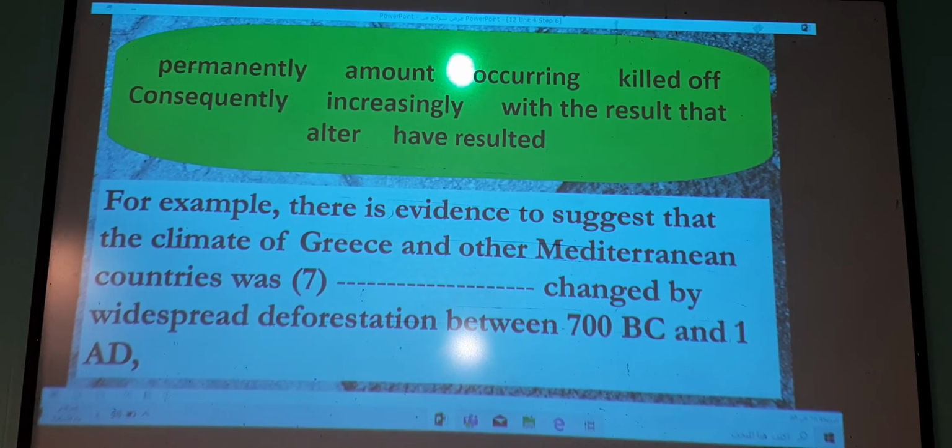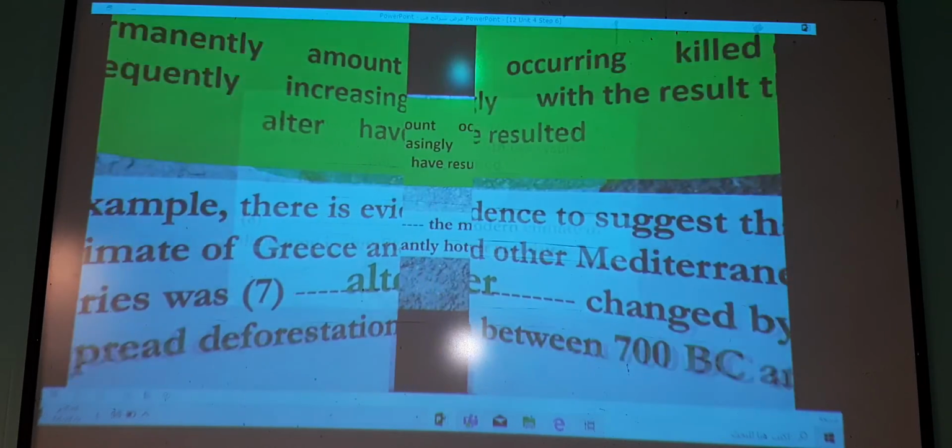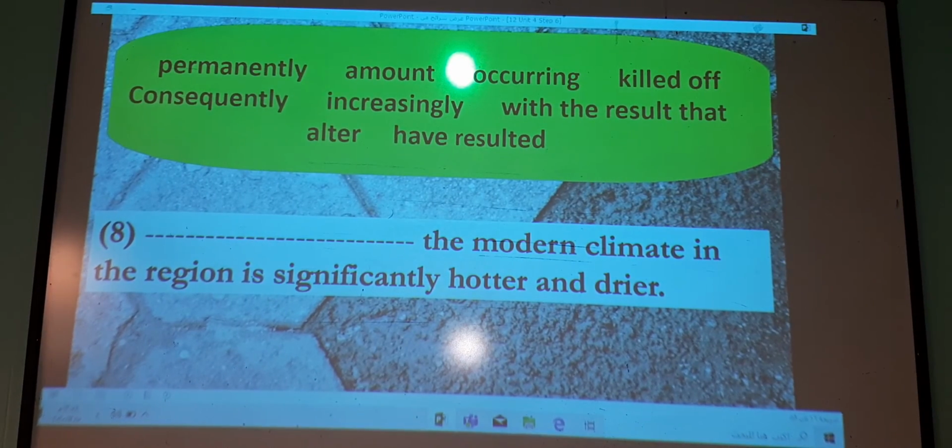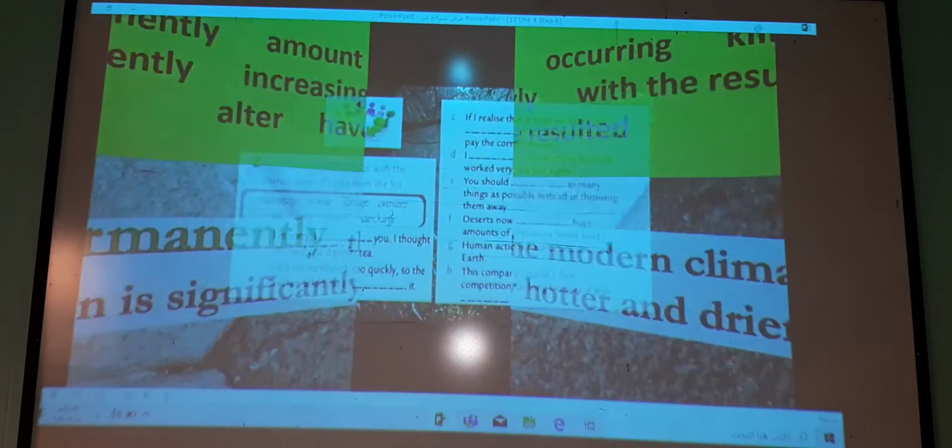For example, there is evidence to suggest that the climate of Greece and other Mediterranean countries was altered, changed by widespread deforestation. Because of cutting trees, the climate of those nations or countries has ultimately changed. The modern climate in the region is permanently, significantly hotter and drier.